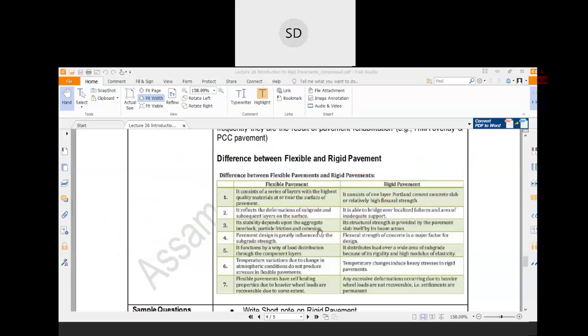Its stability depends upon the aggregate interlock, particle friction and cohesion, because in the base course and sub-base course you are not using any adhesive or cementitious materials, and therefore its stability depends on the interlocking property. Therefore in the flexible pavement design, the grading of the aggregate is very important. Generally you have to use well graded aggregate so that all the pores, or all the gaps between the aggregate, can be minimized. The structural strength is provided by the pavement slab itself and its beam action.